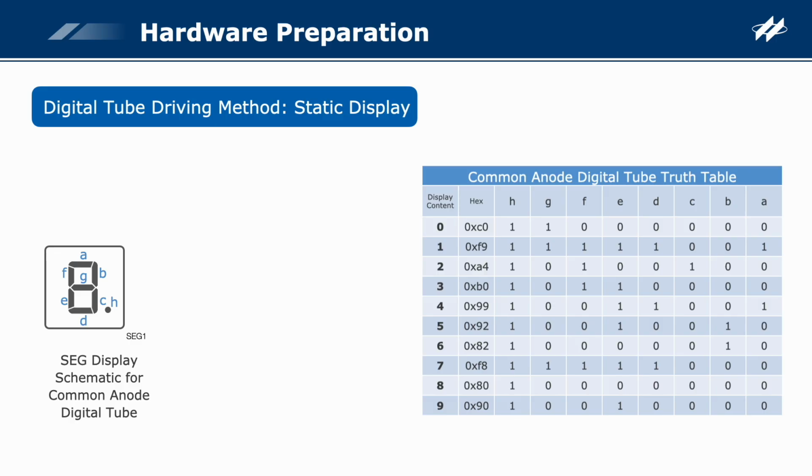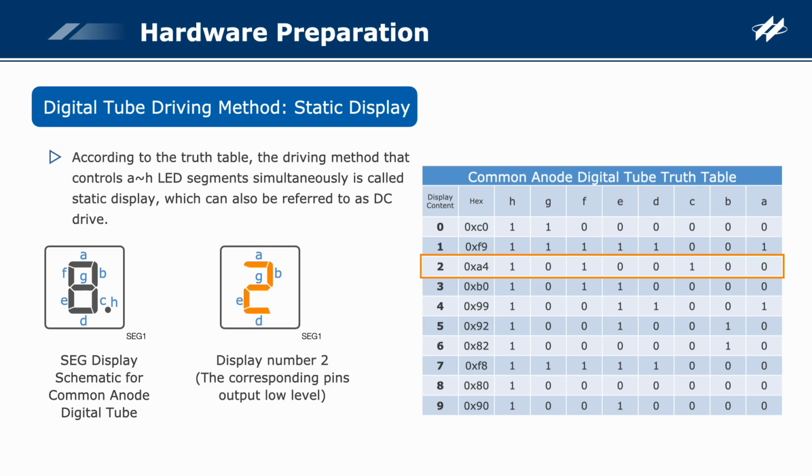Based on the arrangement of LED segments inside the digital tube, the MCU controls the pins of the digital tube to display digits 0 to 9. The truth table for a common anode digital tube is shown below. Let's look at an example. Assuming we want to display the number 2 by setting the corresponding pins to a low logic level simultaneously, the relevant LED segments can be illuminated. This driving method is called static display, also known as DC drive.